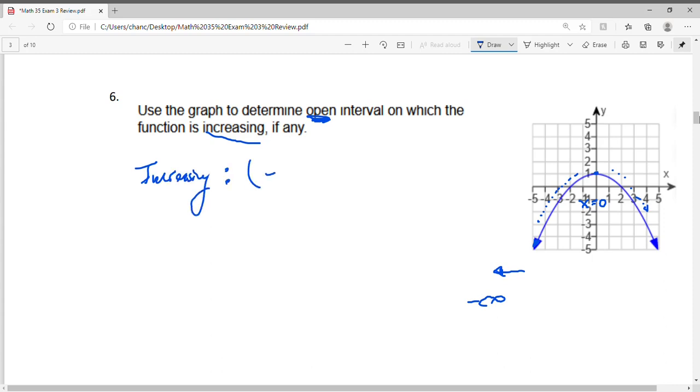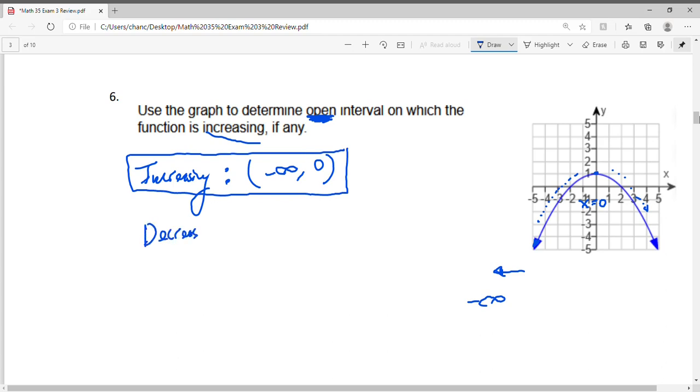So this is an increasing function from negative infinity, comma, to 0. In the directions, they want open intervals, so make sure you use open intervals. This is our solution for question 6. If we wanted a decreasing interval, we would look from 0 to infinity. It decreases as soon as we get above x equals 0.